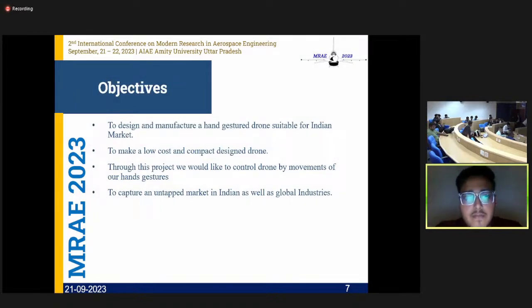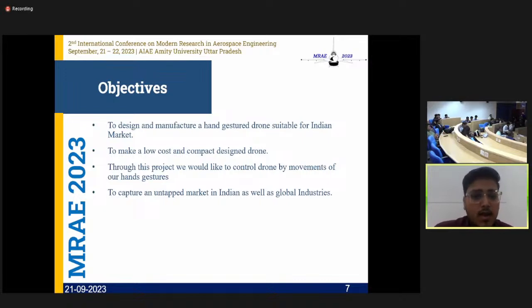The objectives for our project were to design and manufacture a drone suitable for the Indian market, which is cheap and steadily built, to make it low cost, because the consumer base wants a cheaper product but a good design. And then we would like to control the drone by the movements of a hand, and capture the untapped market in Indian as well as global industries.